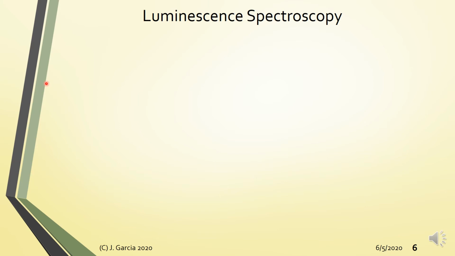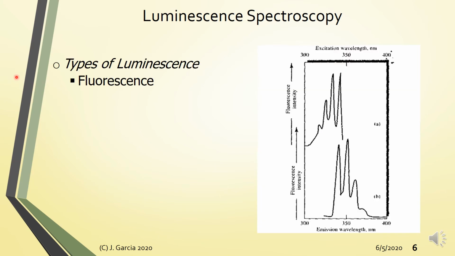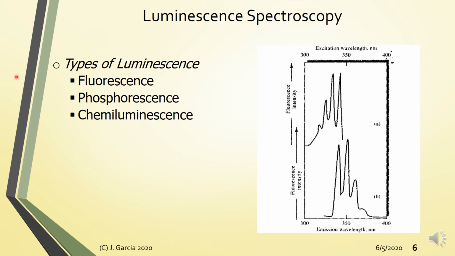Alright, so types of luminescence, no? You have your fluorescence, phosphorescence, and chemiluminescence. We already discussed this. For fluorescence and phosphorescence, the main similarity is that the molecule is excited by a radiation source. So there is light that excites your analyte, okay? And then during relaxation, it emits radiation in the form of fluorescence and phosphorescence.